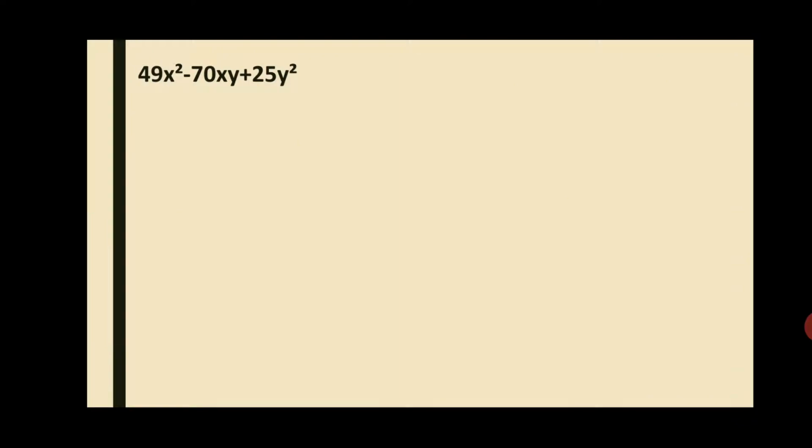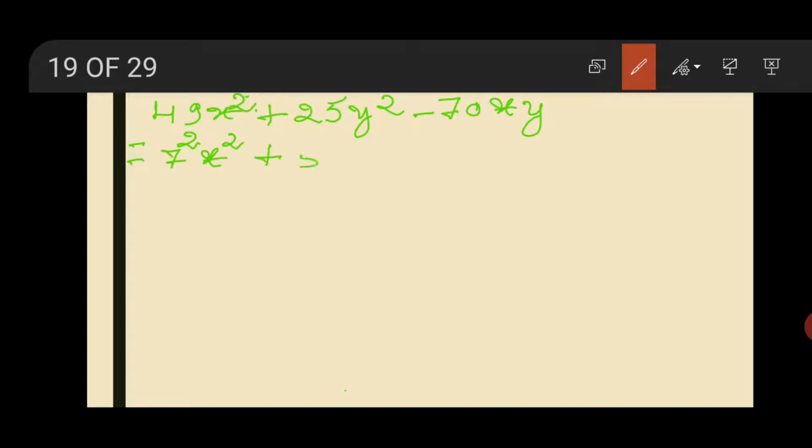49x square minus 70xy plus 25y square. Here also 49 and 25 are perfect square numbers, so we can write 49x square plus 25y square minus 70xy. 49 is 7 square, x square keep as it is. 25 means the square of 5, so 5 square y square minus 70xy.